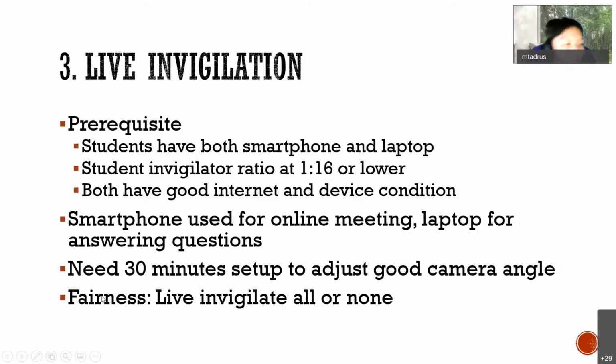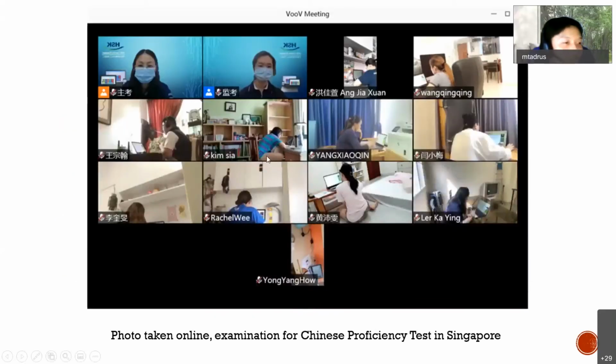And then in terms of fairness, if you can afford doing live invigilation for all students, then do it. But if a percentage of students cannot afford to do it, then I suggest don't do it. So this is from a Chinese proficiency test in Singapore. This is not what UNIMAS does. This is something I got from the internet, just to give you the idea of how live invigilation looks like.